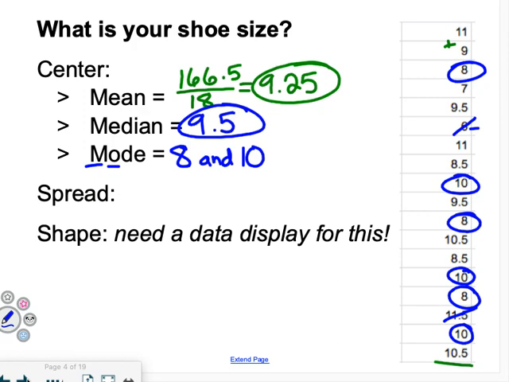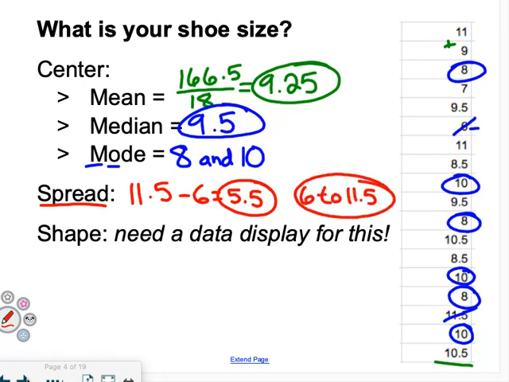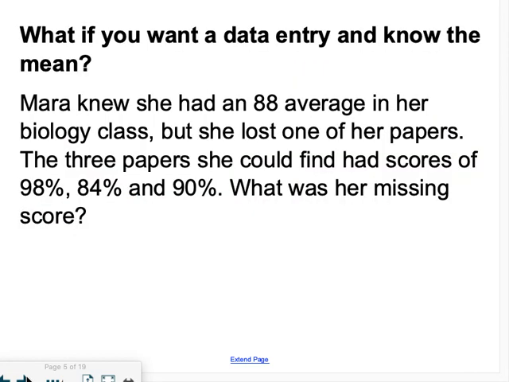And now looking at this last piece, what is our spread? We talked about there's 2 ways to do this. One, you can just find the range. So we take 11.5 minus 6, and we get an answer of 5.5. That's one way to describe it. Another way, you could have just said it goes from 6 to 11.5. So looking at the data, we've done center, spread, and shape. We need an actual figure to do that on, which we'll get to in a little bit. So first, an example here.